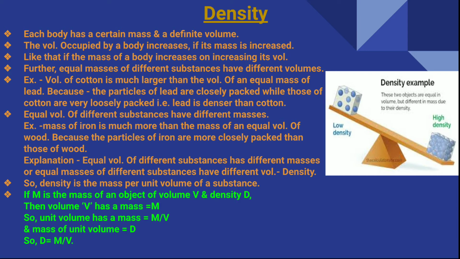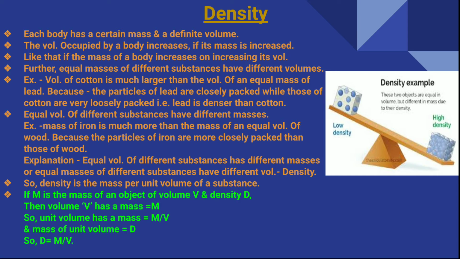Say m is the mass of an object and V is the volume of that substance, and the density is D, capital D. Then the volume V has a mass m, and so unit volume has a mass m by V. Therefore, the mass of unit volume is equal to D. So D is equal to m by V.